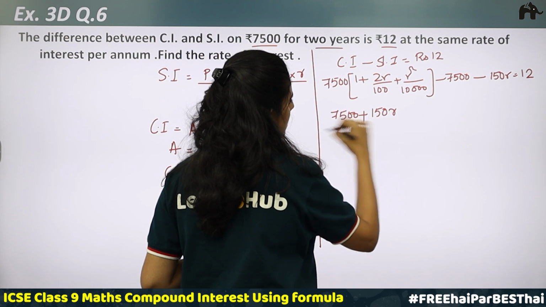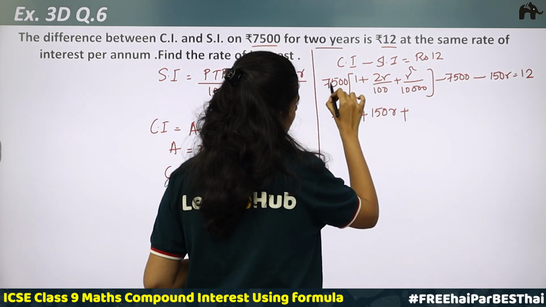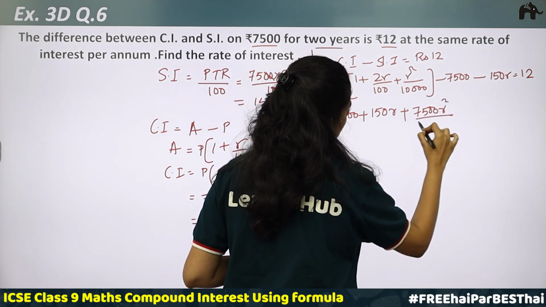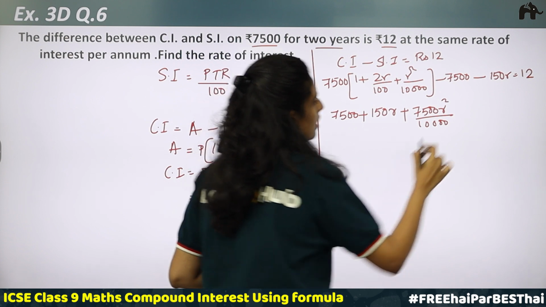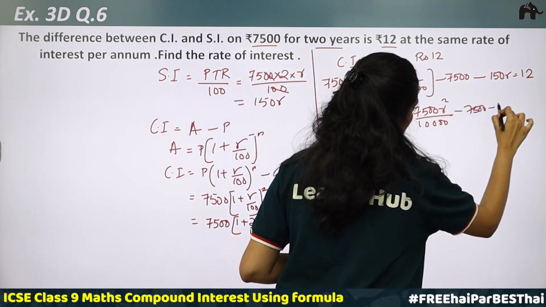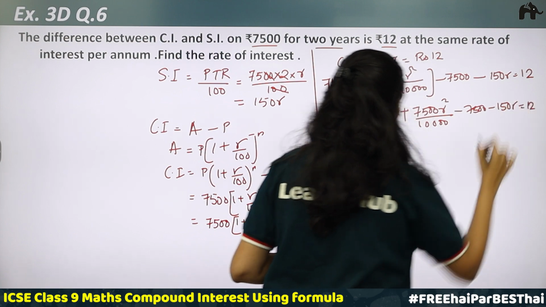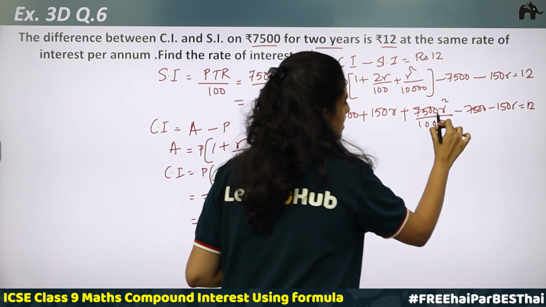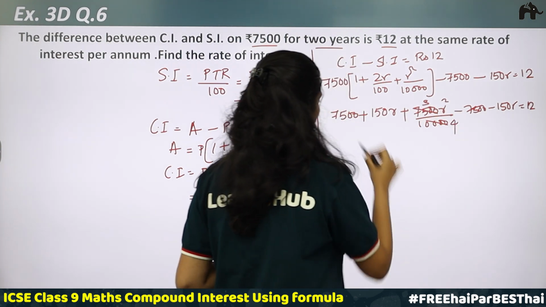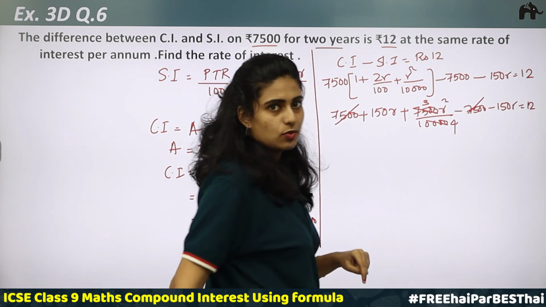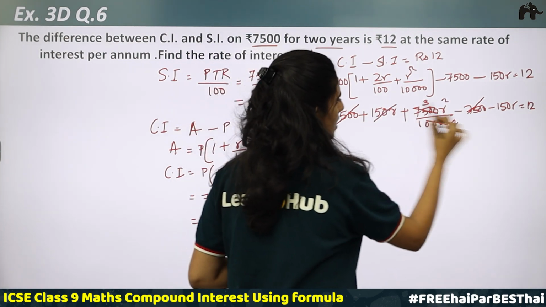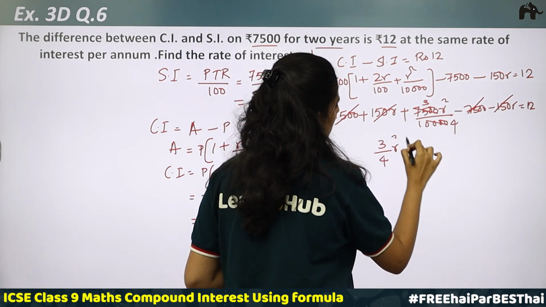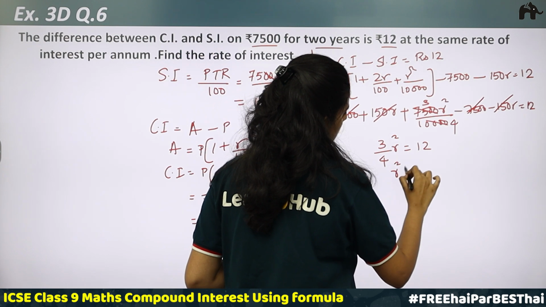Okay. So removing the brackets, we get 7,500 plus 75 into 2, which is equal to 150R. The zeros can be cancelled. Plus here again 7,500 R square divided by 10,000, minus 7,500 minus 150R is equal to 12. 7,500 divided by 10,000, the smallest ratio is 3 by 4. 7,500 minus 7,500 can be cancelled. Then here we have 150R, this is minus 150R. You will be having 3 by 4 R square is equal to 12.